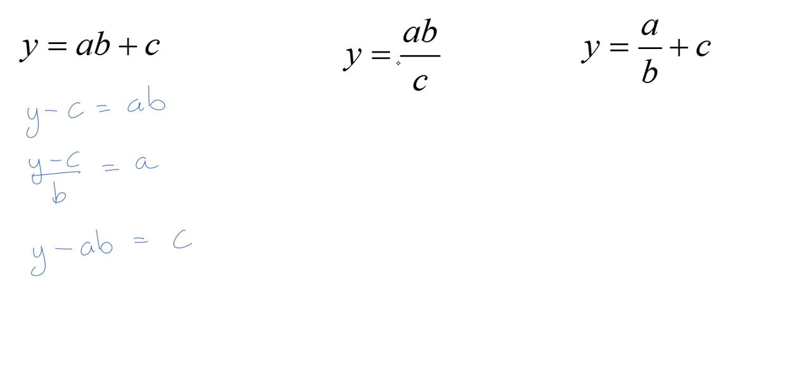Now if we look at y equals ab on c, if we want to get the a by itself, it's two steps. We need to remove the c and then remove the b. Now let's look at why we did that. On this side it's divide by c, so the opposite of that is times by c, so we bring the c up. On this side it's times by b, and the opposite of that is divide by b, so we bring the b down. Now if you want to get the b by itself, it's the same thing.